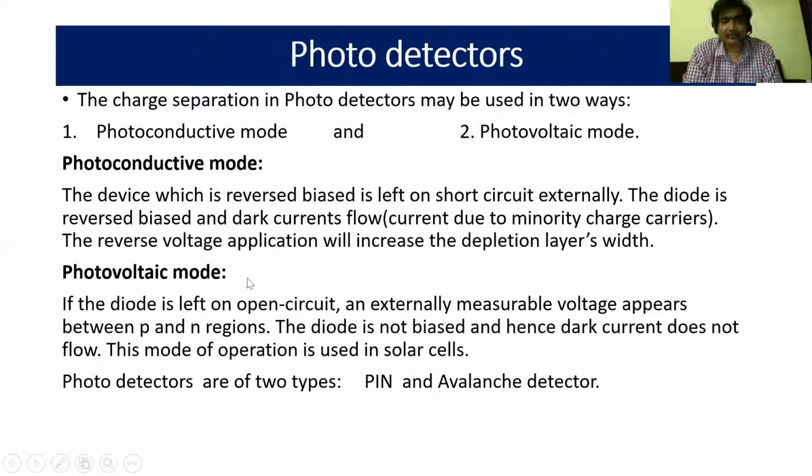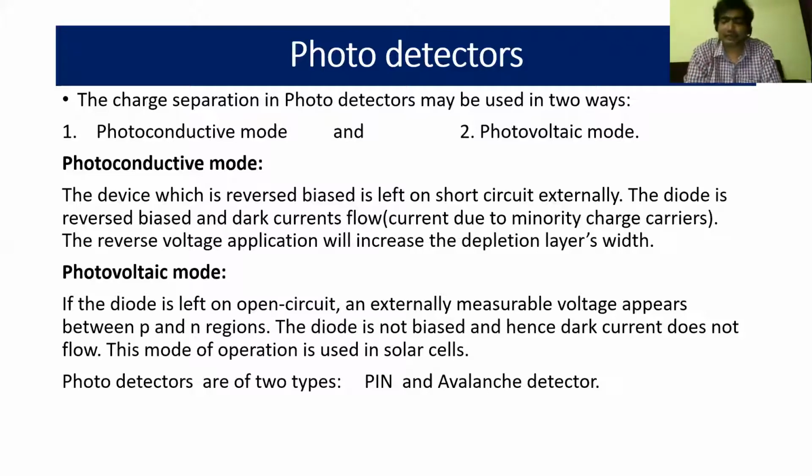And let us see the photovoltaic mode. If the diode is left open circuit, an externally measurable voltage appears between the P and N regions. This is called the photovoltaic mode. The diode is not biased and hence dark current does not flow. This mode of operation is used in solar cells.